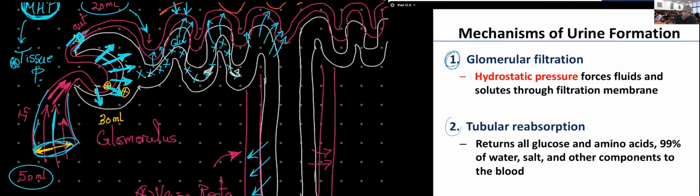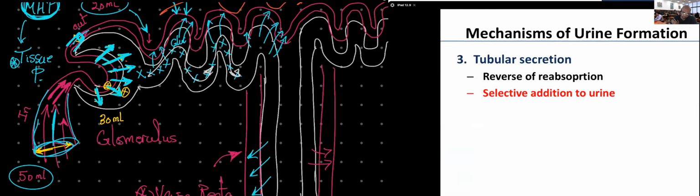And the second step of the urine formation is going to be the tubular reabsorption, where I would be recollecting any filtered glucose, amino acids. I would be recollecting 99% of the water that gets filtered, salt, and other components of the blood.